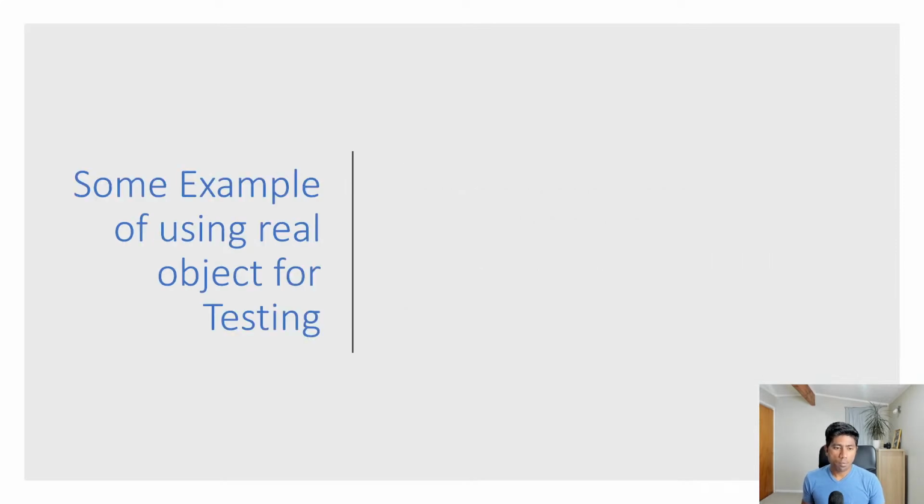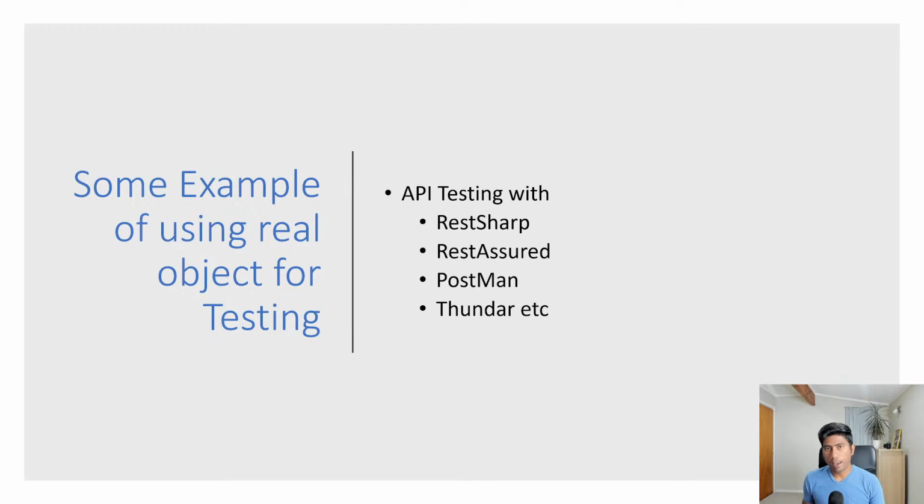Some examples of using the real objects for testing, we have used many times. We use testing tools like REST Sharp, REST Assured, Postman, Thunder. So you would have used many different tools for that matter. We use these tools to do the API testing, and it works pretty fine for us with the real objects, right? But the problems we have seen, that's what 11% of the people have agreed, which is good. I'm very happy with that.